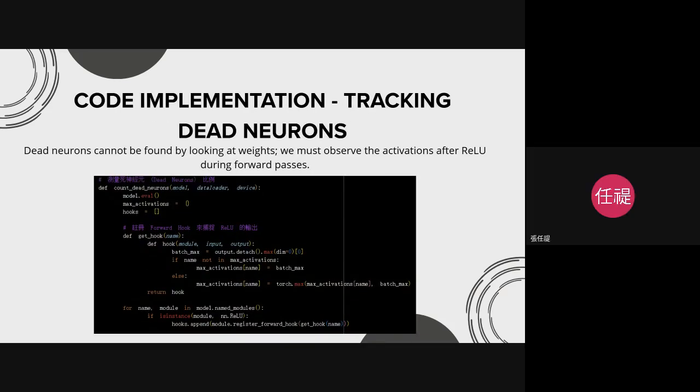Counting dead neurons was the most challenging coding part. You can't just look at the weight to see if a neuron is dead. You have to see if it ever activates. To do this without breaking the model architecture, we use PyTorch hooks. We register a hook to every ReLU layer. During the validation phase, this hook quietly intercepts the output activations and records the maximum value each neuron produces. If a neuron's maximum output across all validation batches is still 0, we count it as dead.